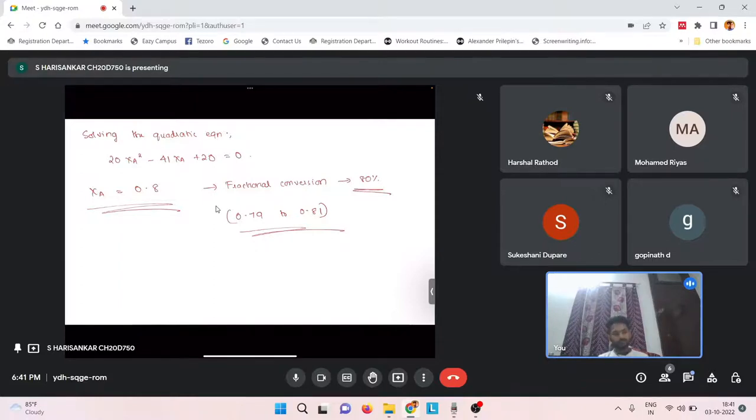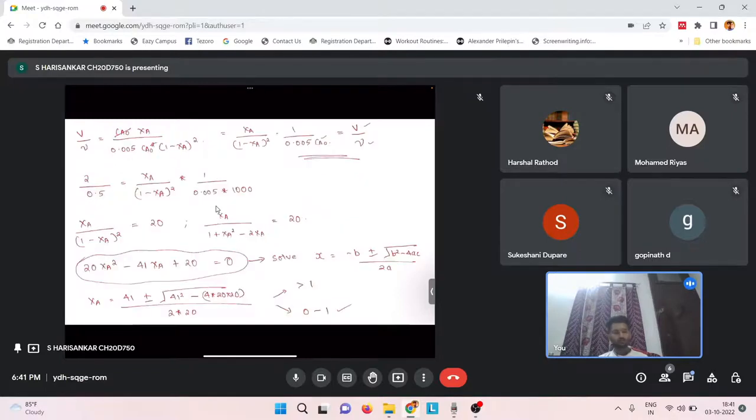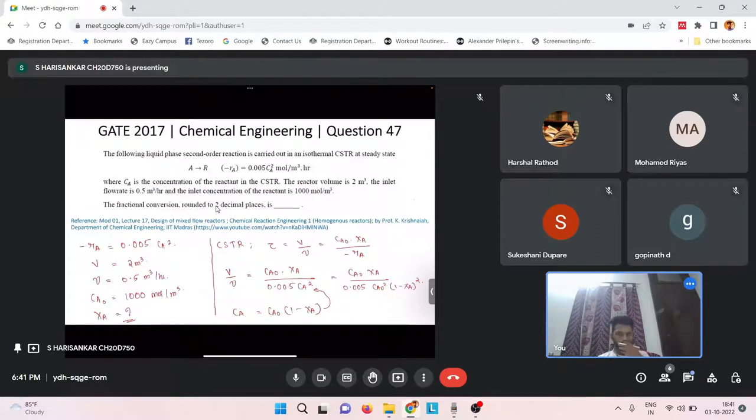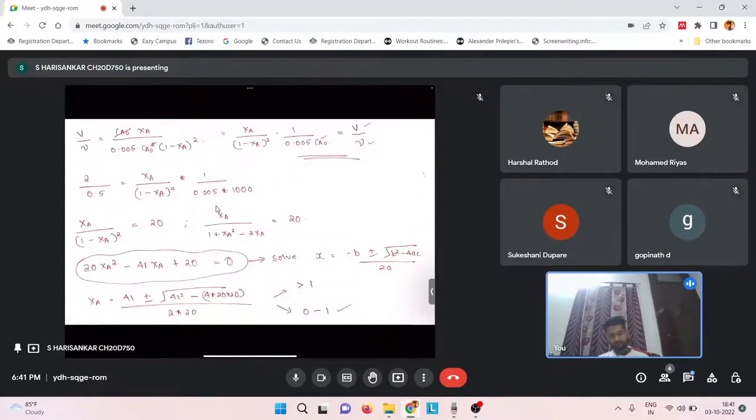So you can see this is basically just a direct application question here. So what we did is we just directly applied the CSTR design equation. We just substituted for all the values and we converted this design equation in terms of XA, or the conversion. So we'll get an equation like this: XA by 1 minus XA the whole square is equal to 20.